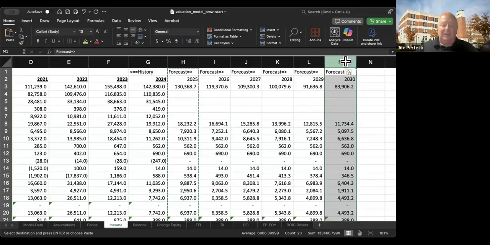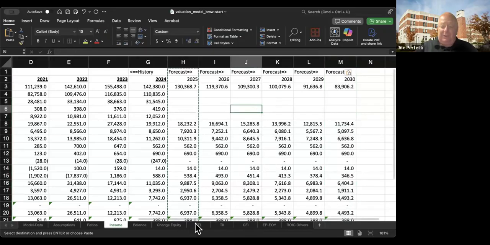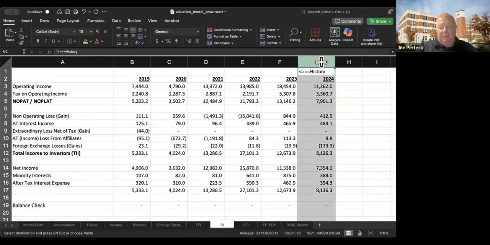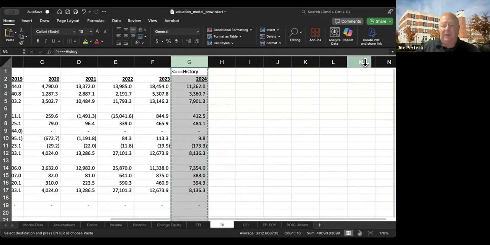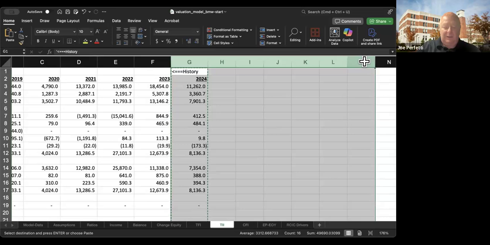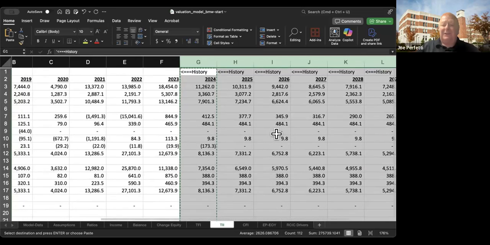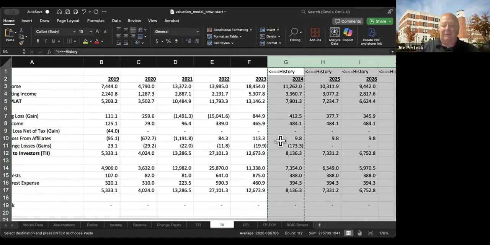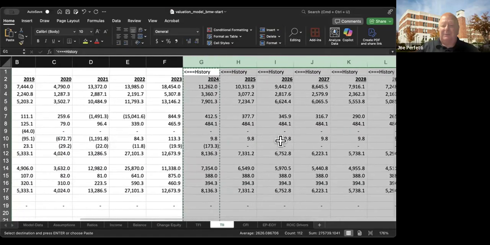But it didn't take long to build this forecasted model for the income statement. What we're then going to do is we're going to go to the tab called TII. We're going to take column G. We're going to select it, copy it. We're going to go to column M, select, paste. We now have 6 years of balancing TII for BMW based on those financial statements.